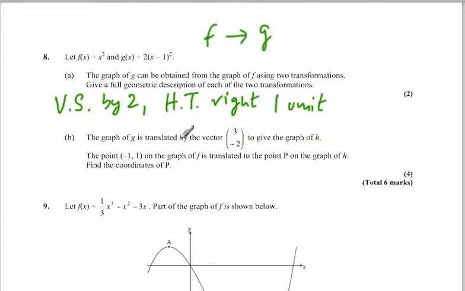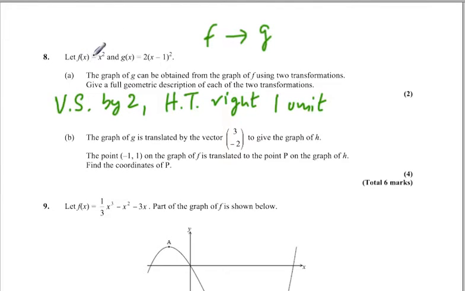All right, so the graph of g is translated by the vector (3, -2) to give the graph of h. The point (-1, 1) on the graph of f is translated to the point p on the graph of h. Find the coordinates of p. Okay, so this seems like a lot of information, but it's actually quite simple, okay?